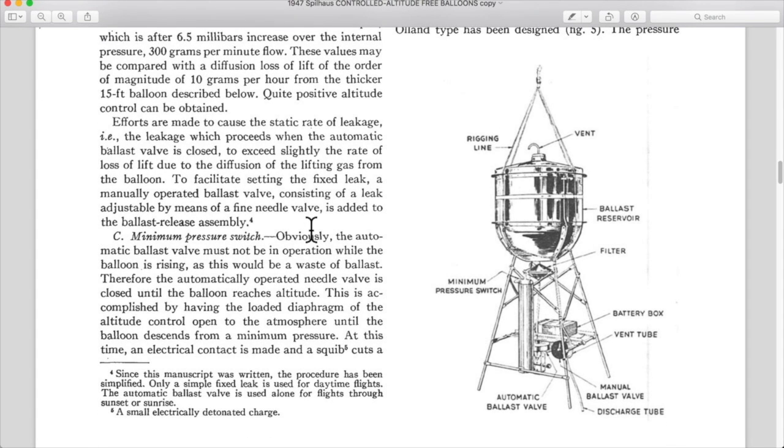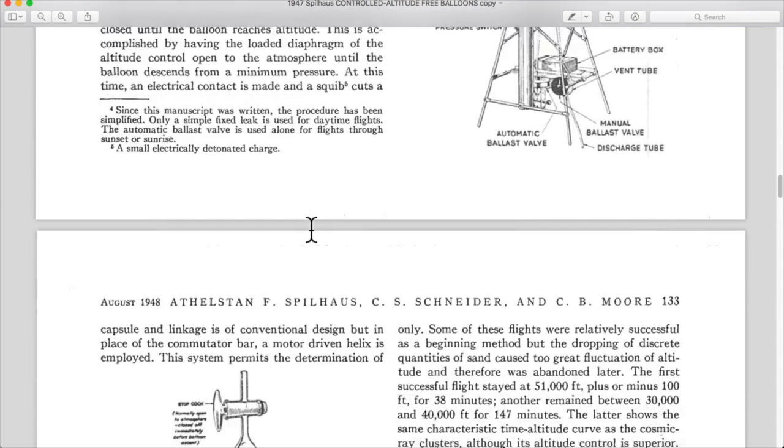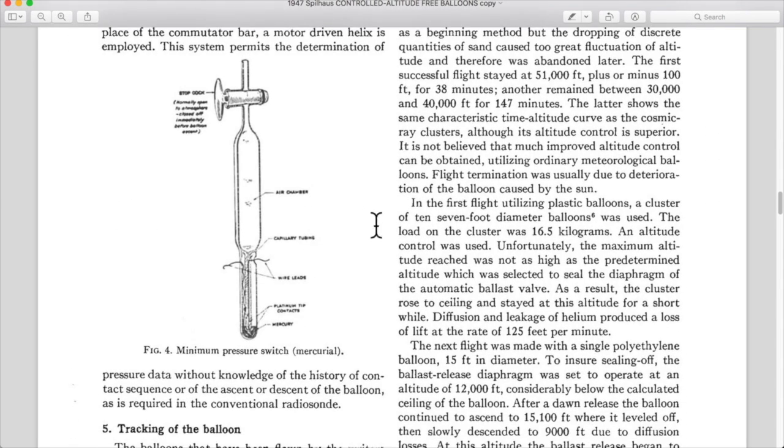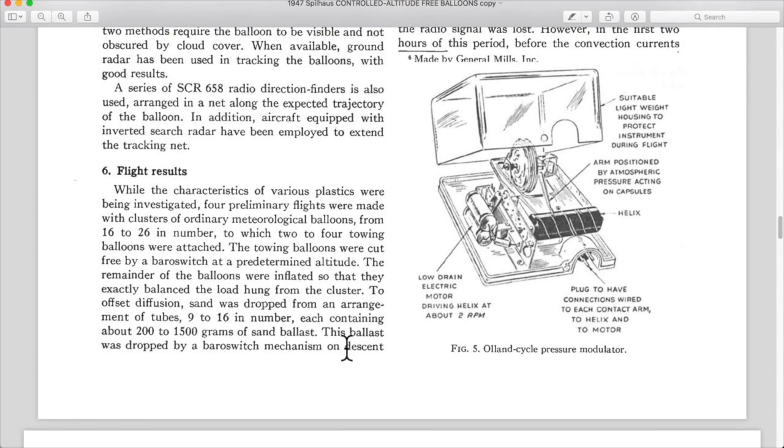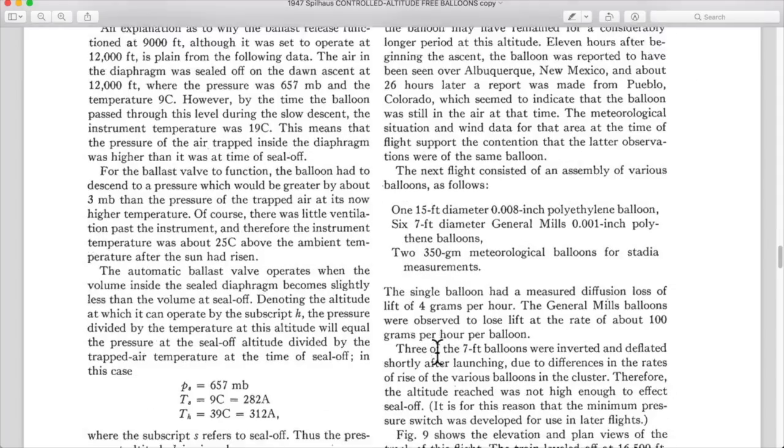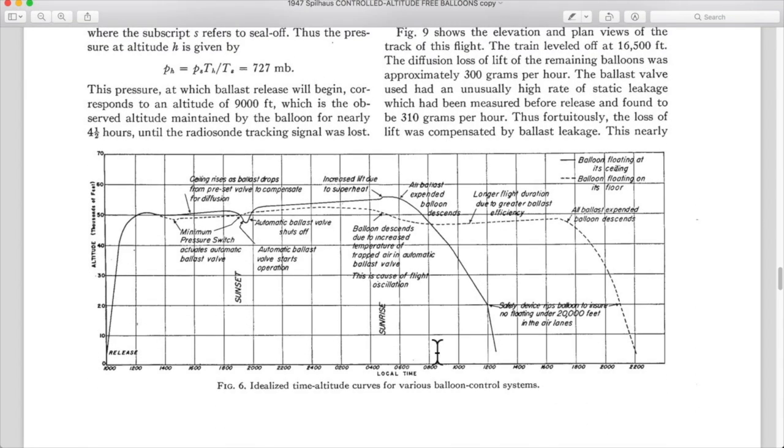Also, another cool line drawing. And here's another one. A mercury pressure switch. Looks like an electrical apparatus. A chart. This is a nicely drawn one too. A lot of these old science papers have been photocopied several times, and the graphs and charts are almost illegible.